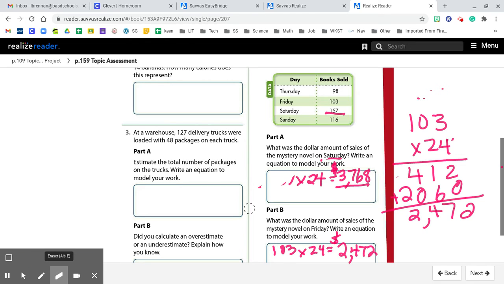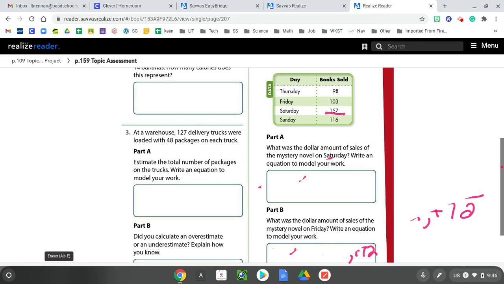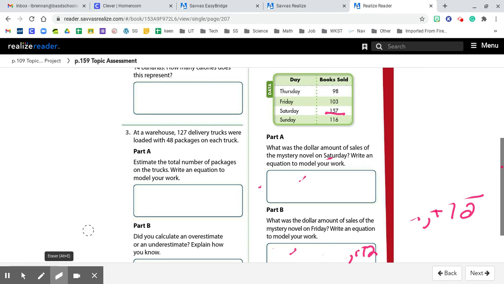So moving on to the next page. While I erase here, you can move ahead and start reading the next problem. Lost my tools.